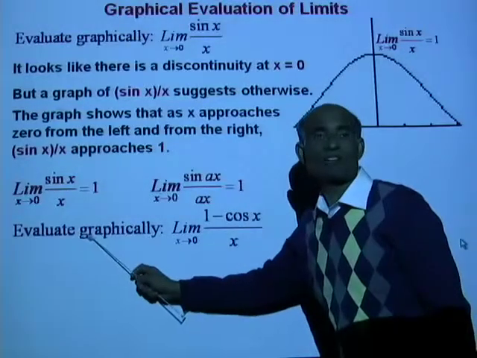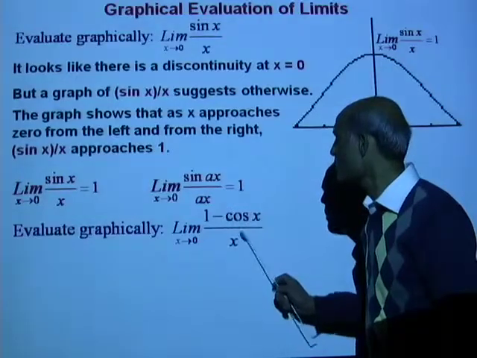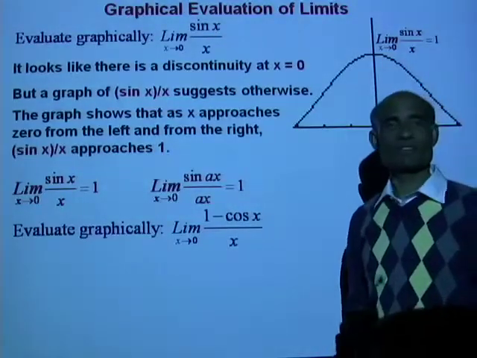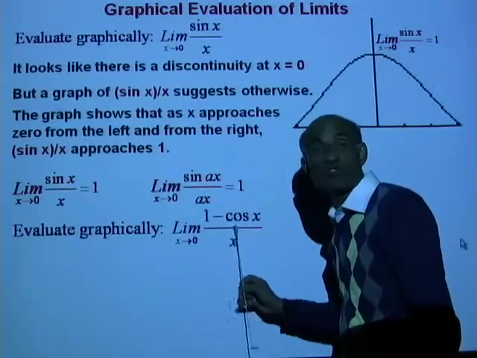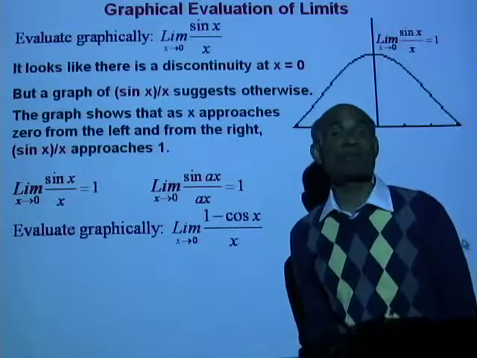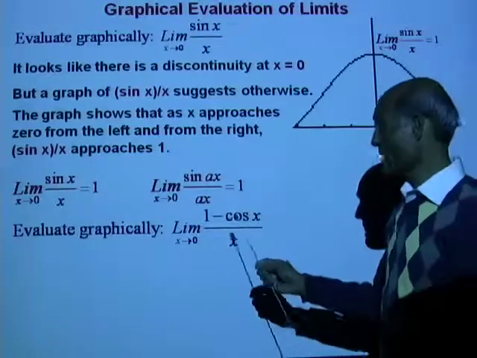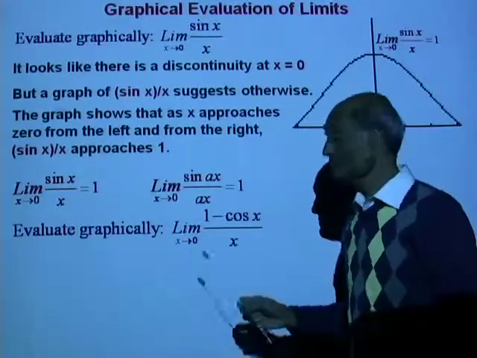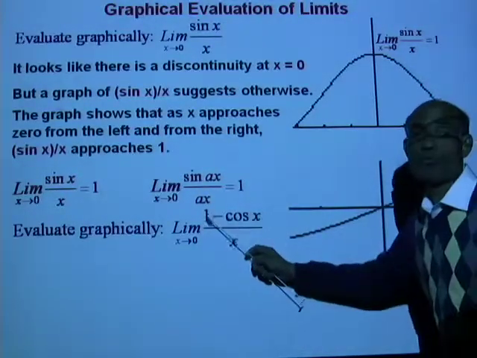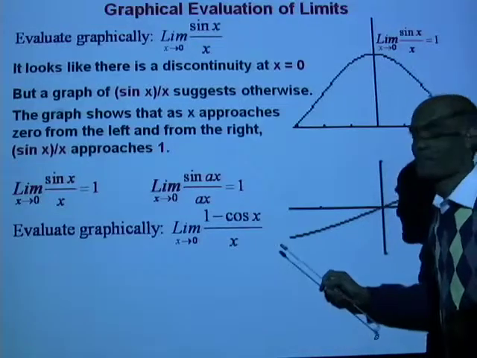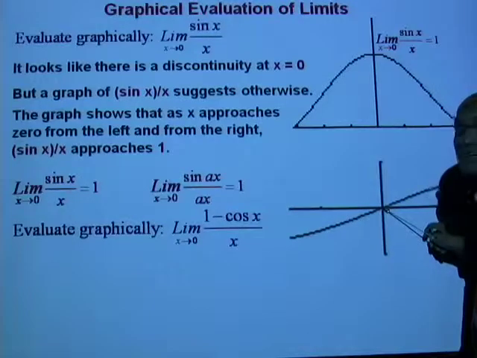Alright, evaluate graphically limit x approaches 0 of 1 minus cos x over x. Now here again, you notice that if you replace x by 0, you will not get a meaningful output. But we can actually remove the discontinuity, but at the moment you don't know how to do that. So we will draw a graph. Now look at the graph of 1 minus cos x over x. As x gets closer and closer to 0, the function is 0.